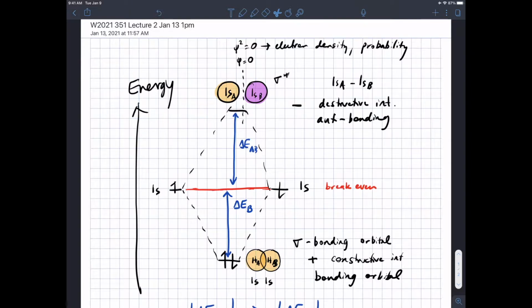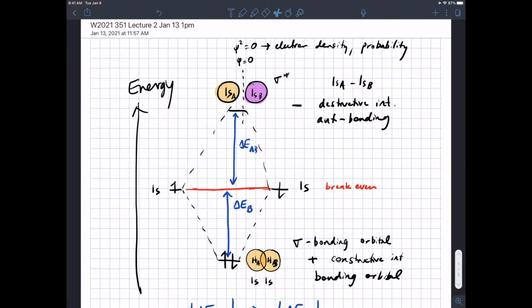And the math requires you to consider both the plus and minus combinations of, say, two atomic orbitals that you're bringing together. By analogy to standing waves that can have positive or negative amplitude and can interfere with each other, we call the plus combination constructive interference and the minus combination destructive interference.